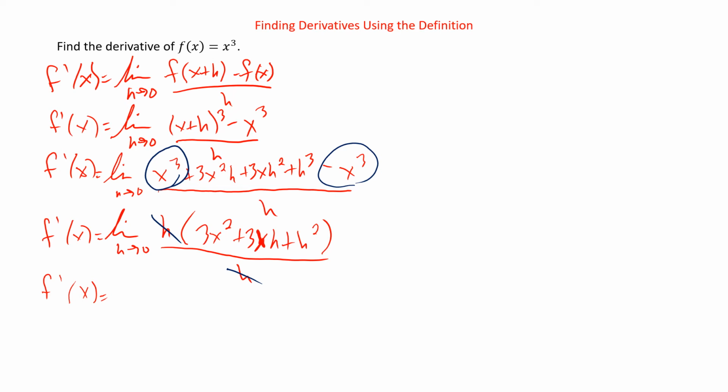So f prime of x equals 3x squared plus 3x times 0 plus 0 squared. Well, 3x times 0 is 0. 0 squared is 0. Those go away. So we're left with f prime of x equals 3x squared. That is the derivative for x cubed.